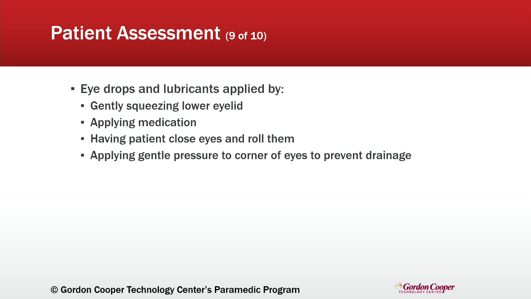Eye drops and lubricants can be applied by gently squeezing the lower eyelid to create a small pouch for the drops, and placing the medication directly into the lower eyelid. Of course, then you want to have the patient close their eyes, roll them around to help the medication spread, and then you may need to apply a little bit of gentle pressure to the corner of the eyes to prevent the medication from leaking out the sides. Always ask before you give a medication what that patient has already taken. This helps to avoid any overuse or potential interactions with the different medications that are being administered.